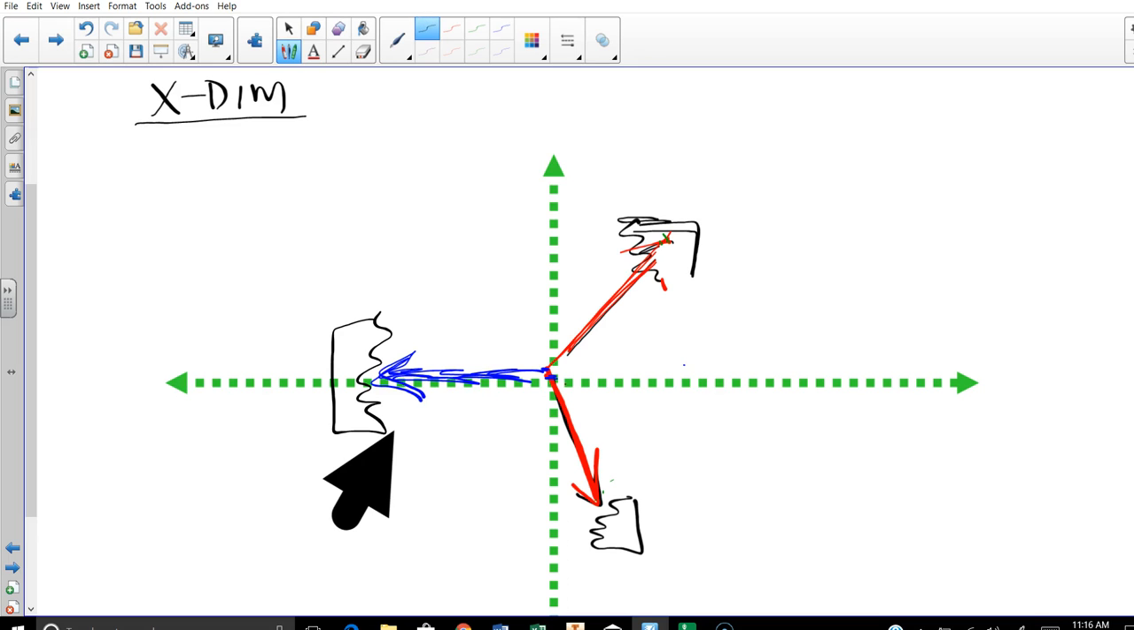All the x's in this problem add up to what? 0. Now, that's not going to be true in every problem. If something was already moving, we'll look at some examples, it would already have momentum. But in this case, the total is 0. What are the pieces that are going to make that up in the x dimension?